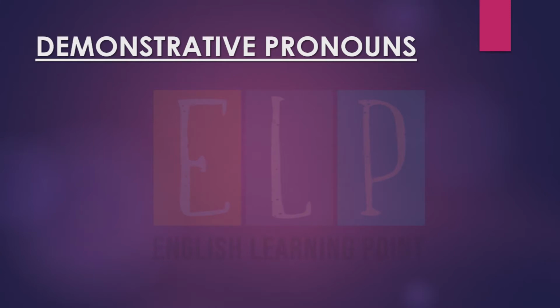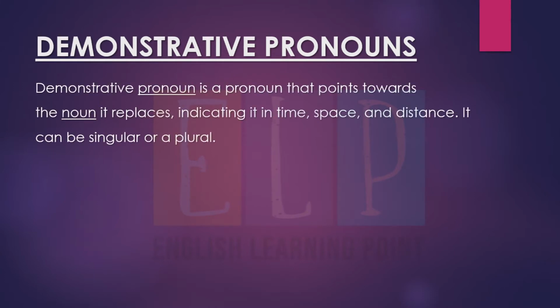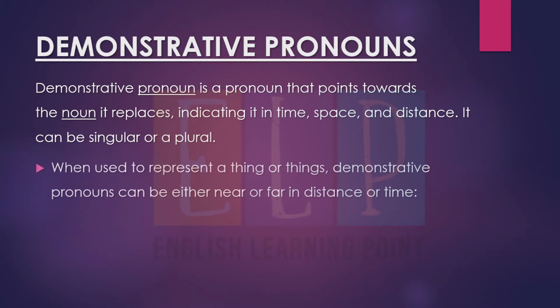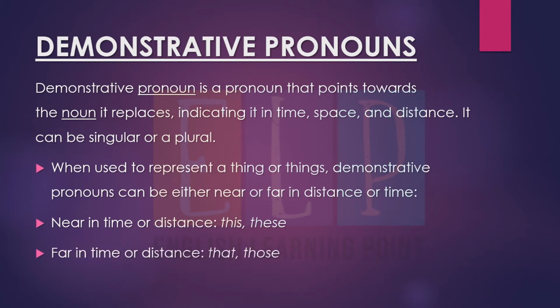Demonstrative pronouns is a pronoun that points towards the noun it replaces, indicating it in time, space, and distance. It can be singular or plural. What are demonstrative pronouns? Demonstrative pronouns are this, that, these, and those. When used to represent a thing or things, demonstrative pronouns can be either near or far, in distance or time.